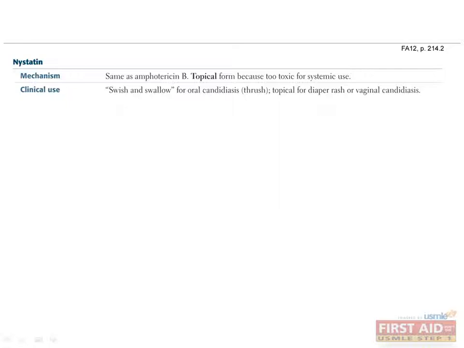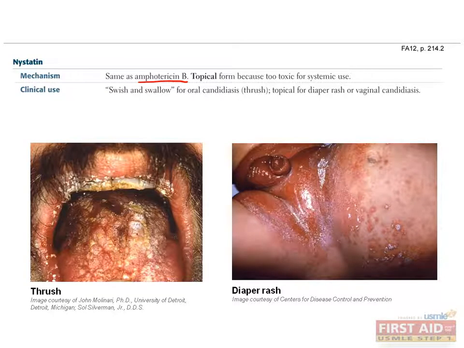Nystatin, which has the same mechanism of action as amphotericin B, is limited to topical use because of its extreme toxicity when used systemically. Topical indications include oral candidiasis, although only as a swish and swallow preparation, as well as diaper rash and vulvovaginal candidiasis.